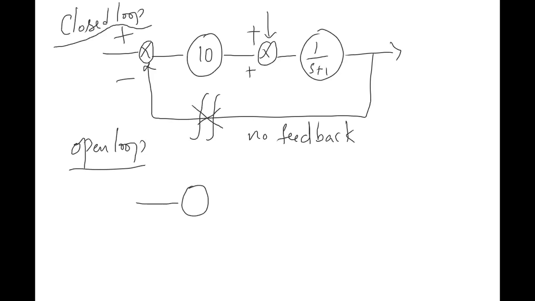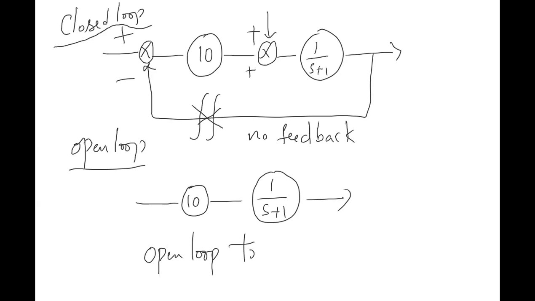So the gain is 10. Then what is the system's transfer function? 1 by s plus 1. So what is the open loop transfer function? It is 10 by s plus 1. Clear? Have you understood what is open loop? That doesn't mean that the plant is open loop. In reality the plant is closed loop only, but this is the open loop.